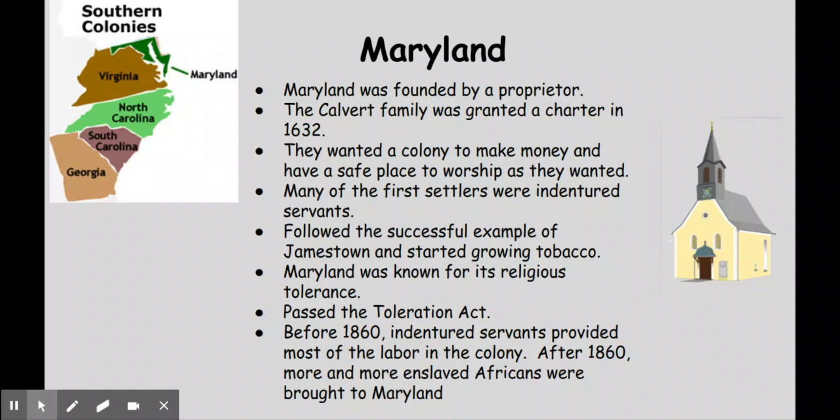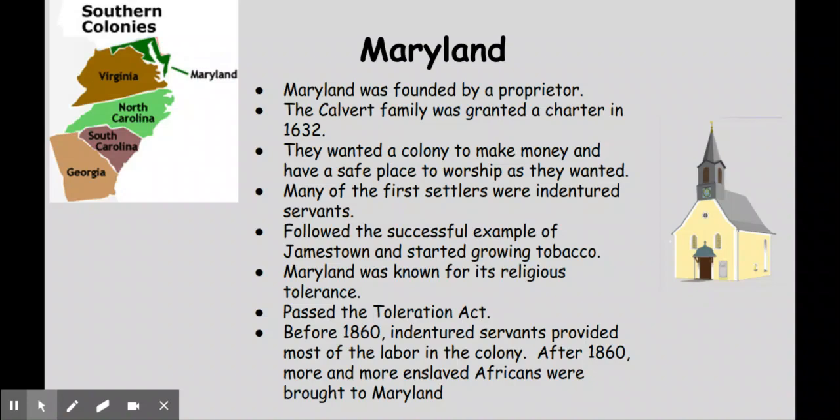The Calverts had learned of the success of the tobacco plantations in Jamestown, so they started their own. Their plantations were successful as well. Maryland welcomed settlers of many religions and passed the Toleration Act. The Toleration Act was the first law in the English colonies to allow all Christians to worship as they pleased.